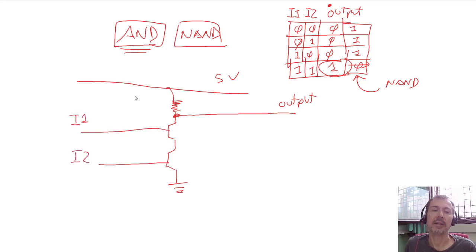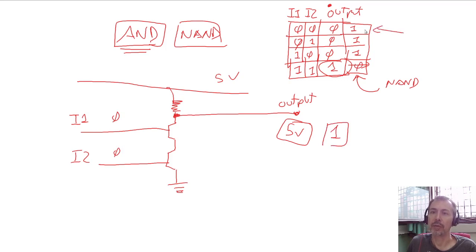And what happens? Imagine that we receive a 0 and a 0. So both switches are open. So the output will be at 5 volts, because remember that we have 5 volts here unless all the switches are closed. If the current can't flow to the ground, we will have 5 volts here. So 0, 0 gives 5 volts, and this will be a 1. So this is this part of the truth table.